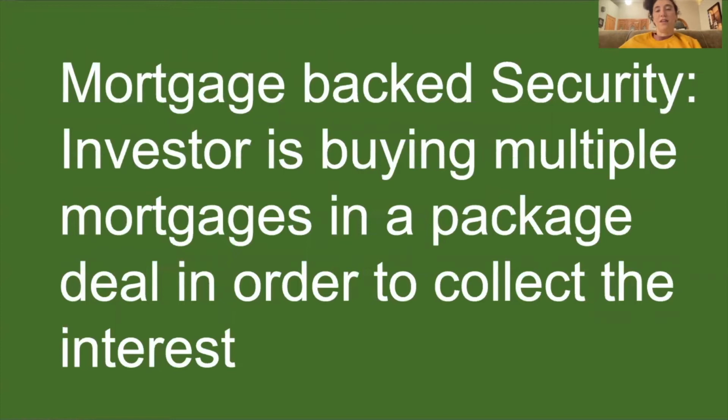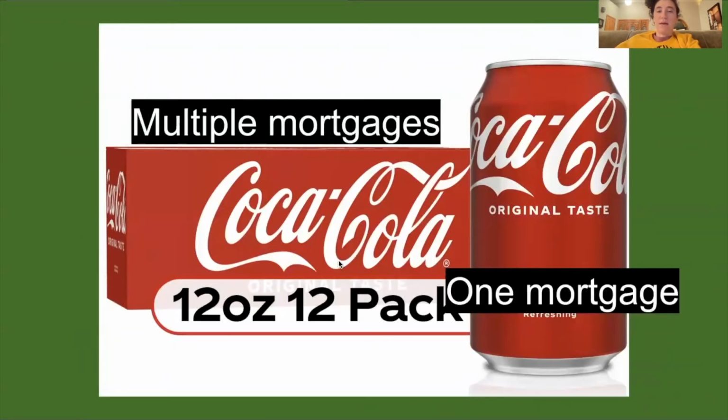Then it gets a little more complicated with the mortgage-backed security, which is basically investors coming in and buying multiple mortgages in a package deal in order to collect the interest money that I'm paying and that the bank is making money off of as well. So with a mortgage-backed security, you can think of it as somebody buying a whole pack of pop rather than just one can. They're not going to invest in one singular person's mortgage. They're going to invest in a whole package of many different people's mortgages.